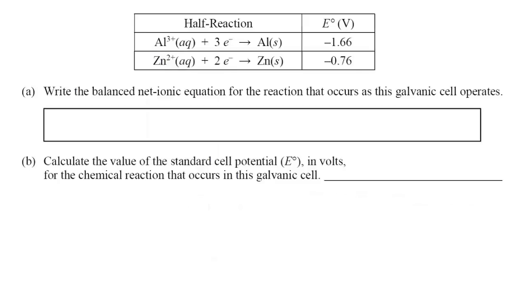In part A, it says to write the balanced net ionic equation for the reaction that occurs as this galvanic cell operates. And part B says to calculate the value of the standard cell potential in volts for the chemical reaction that occurs in this galvanic cell. Since the answers to part A and part B are so closely related, we can pretty much answer questions A and B at the same time.